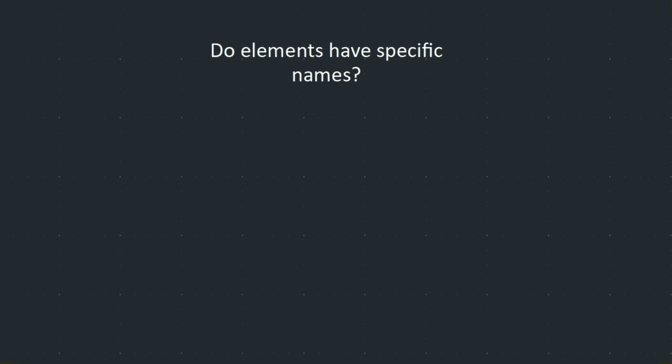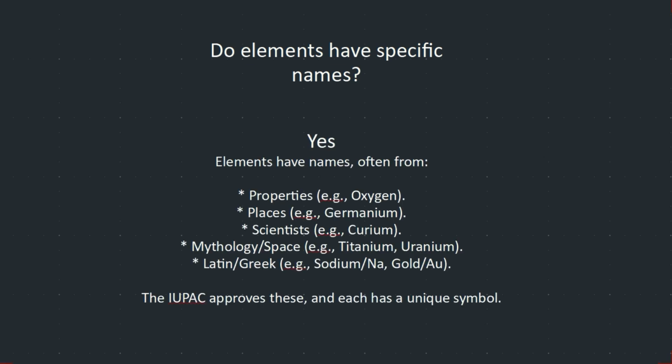Do elements have specific names? And the answer is yes. Elements have names based on their property, the place where they were found, or the scientist, basically the person who discovered it. Or it can be a myth based on some mythology, some story. So it can be a Latin or a Greek word. IUPAC, those set of people, scientists, that's a group. You guys can web search what that stands for. They decide on the name.